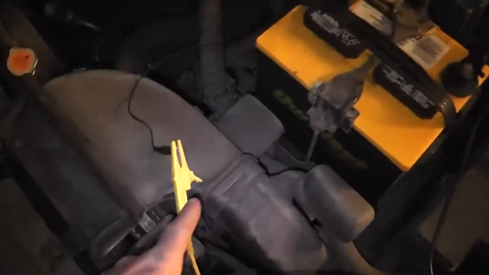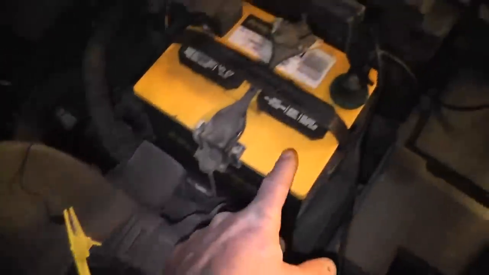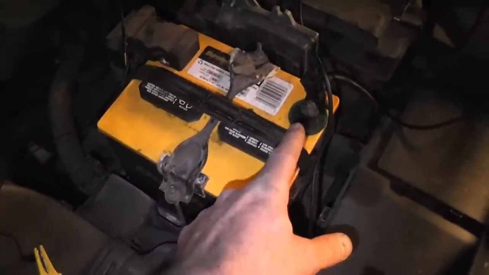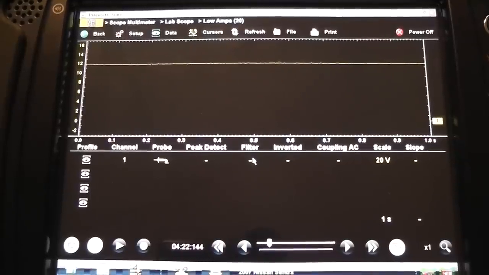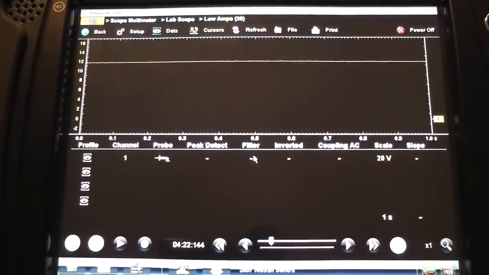I'm just back probing one of the two black wires. And I'm using an extension here, a jumper wire, because my lead is not long enough, and that's completely acceptable. This would be my scope positive lead, and my scope negative lead's connected to the battery negative. Take a look at the scope screen. What do we see? 12 volts. Flat line 12.